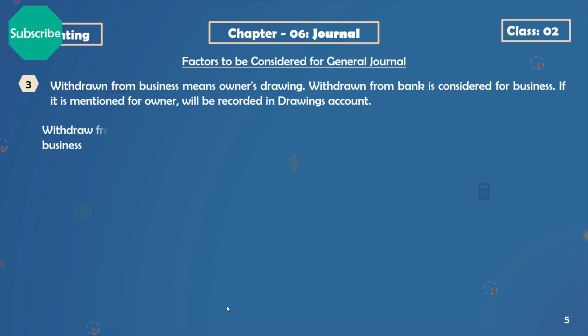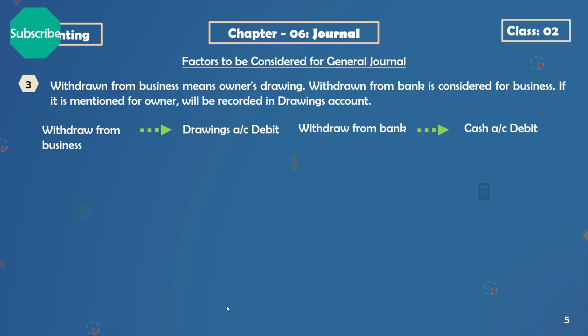So the rule is, withdraw from business, we have to debit drawings account. Or withdraw from bank, we have to debit cash account when it is for business. And when it is for the owner's personal use, we have to debit drawings account. Please listen and note this very carefully.